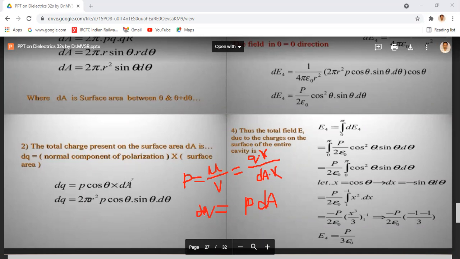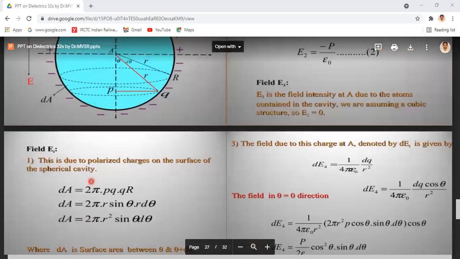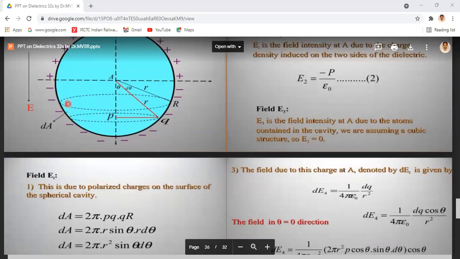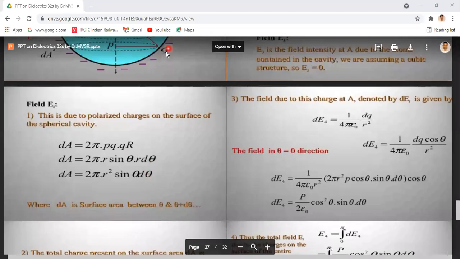Already we know the value of dA. So the value of dq is P into dA, but here P is nothing but P cos theta. Consider this small strip. The polarization vector is always pointing in this direction. Otherwise I'm drawing another graph here. So this is the spherical cavity. Consider this is a strip of area dA.